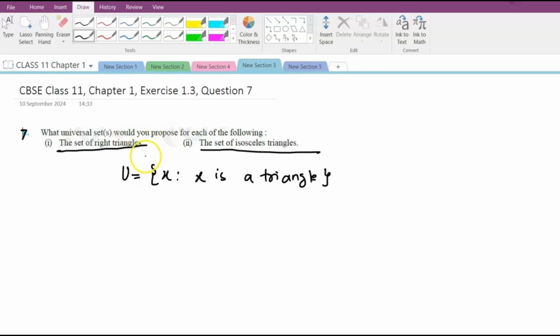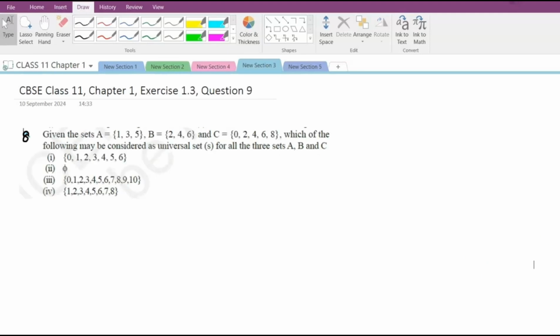So, of course, these two sets, let's name them A and B for easy talk. Obviously, A is a subset of U and B is also a subset of U. And therefore, U can work as a universal set for both of these two options. A universal set is not unique. You can make different universal sets. Okay, let's move to the last question of this exercise.